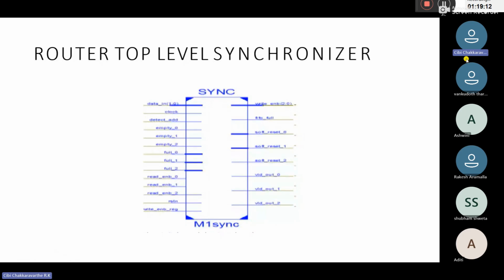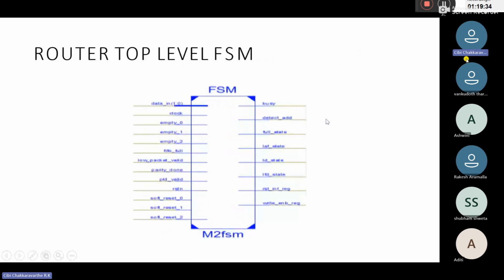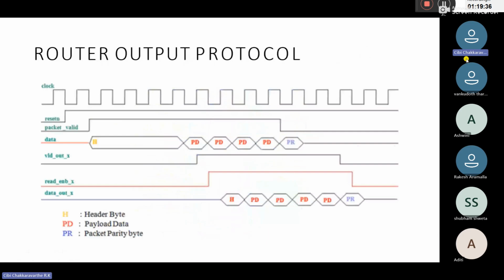Then we have three read enables, then we have reset and write enable for the register. Then at the output side, we have write enable, then we have FIFO full. So this is full, and it will indicate that the FIFO is full. Based on that, this FIFO full signal will be sent. We'll see where this FIFO full signal is going.